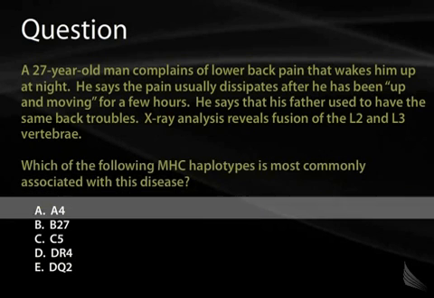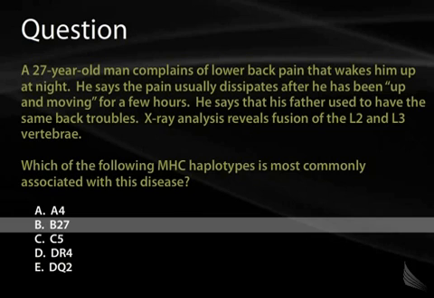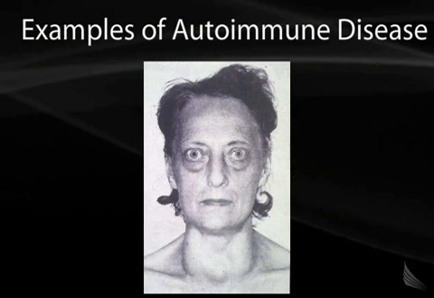And the answer here is B, B27. This is ankylosing spondylitis, right? We have a young male, lower back pain, family history, L2 and L3 fusion. That's ankylosing spondylitis, B27.